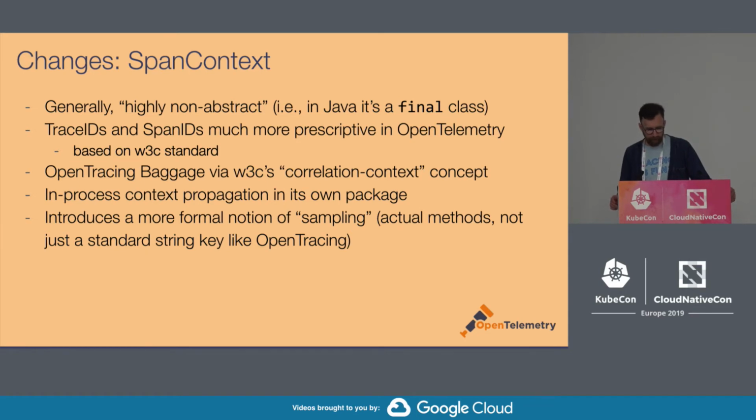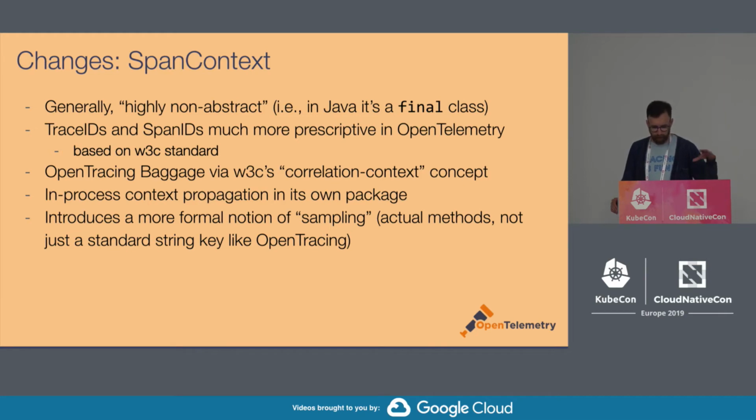The baggage feature in OpenTracing, that's a key value pair that propagates with the request. There's an analogous concept in the W3C trace context called correlation context, and so you can still do something similar, but it's not called baggage anymore.